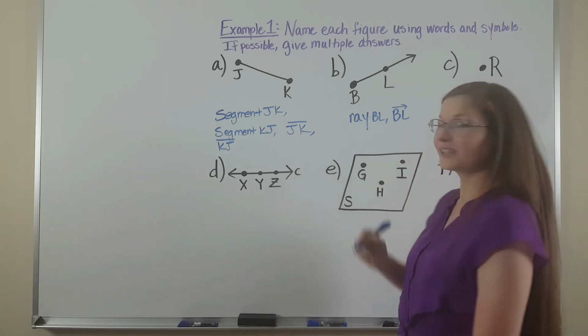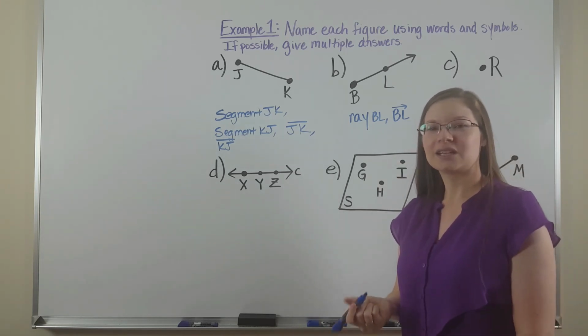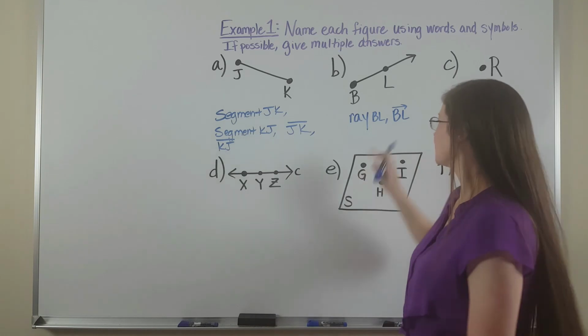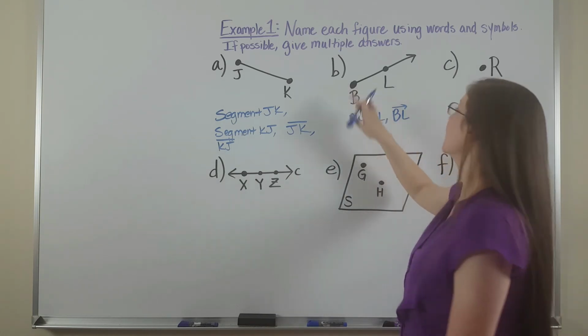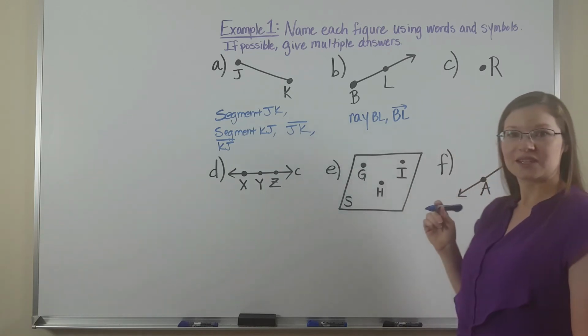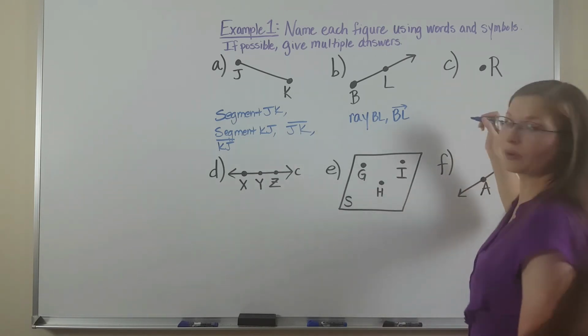You cannot call this ray LB because L is not the end point. The first letter you write down has to be the end point. Okay? Letter C. This is a point. We will call it point R.